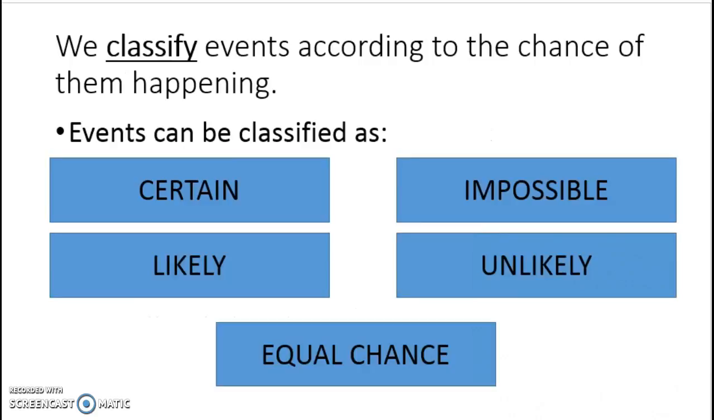So these words from the beginning of our lesson, from the learning intention, are what we can sort events into. We can say that events are certain. We can say that events are likely. We could say that events are impossible. We could say that events are unlikely. Or we could say that events have an equal chance. I'm going to hide my face now, and we're going to talk a little bit about what they mean.